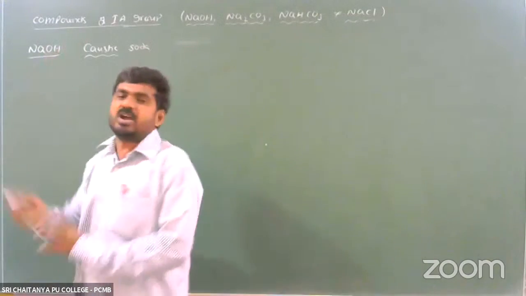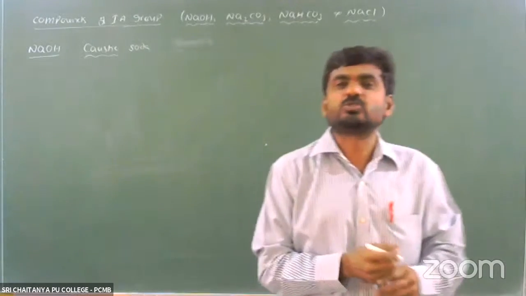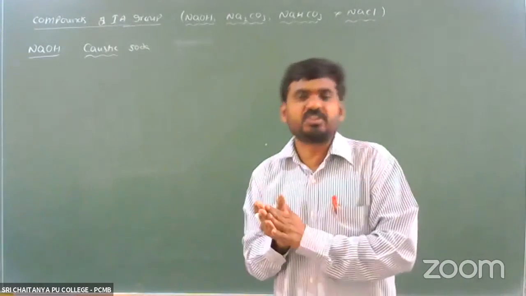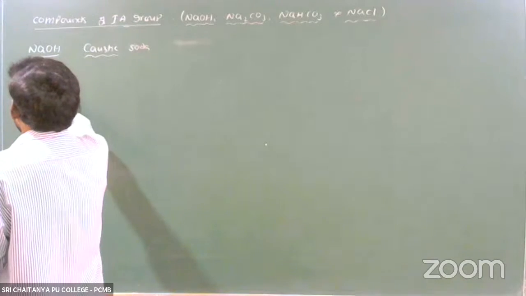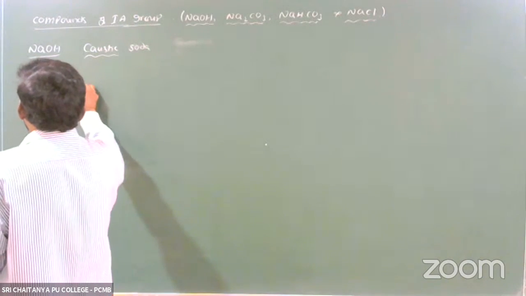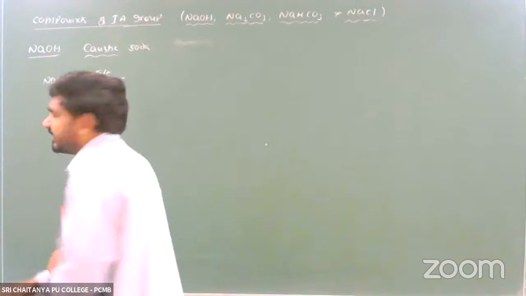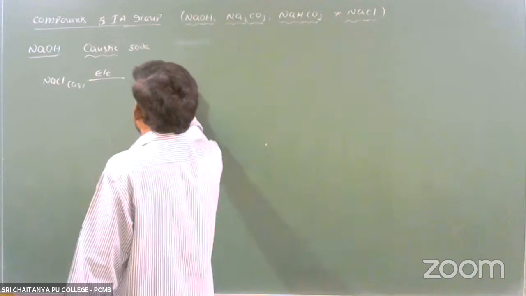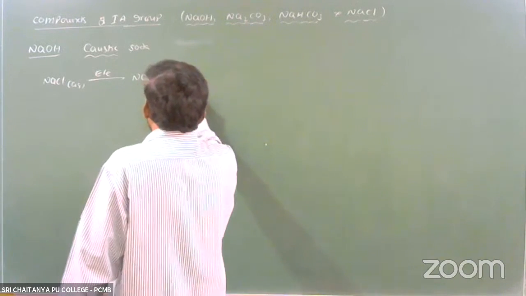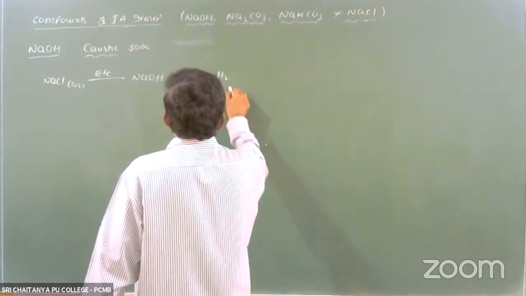It is prepared by electrolysis of brine solution. Brine solution means aqueous sodium chloride solution; nearly 10% sodium chloride solution is called brine solution. On electrolysis of this NaCl aqueous solution, sodium hydroxide is obtained. Chlorine gas is liberated at the anode and hydrogen gas is liberated at the cathode.